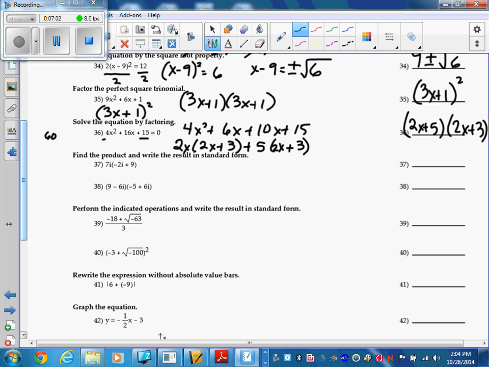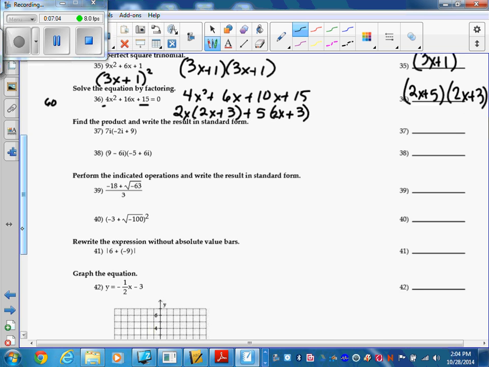Find the product and write the result in standard form. So 7i times negative 2i is negative 14i squared. 7i times 9 is 63i. So negative 14i squared is really just 14. So in standard form, this would be 14 plus 63i. Yeah, we can stop.